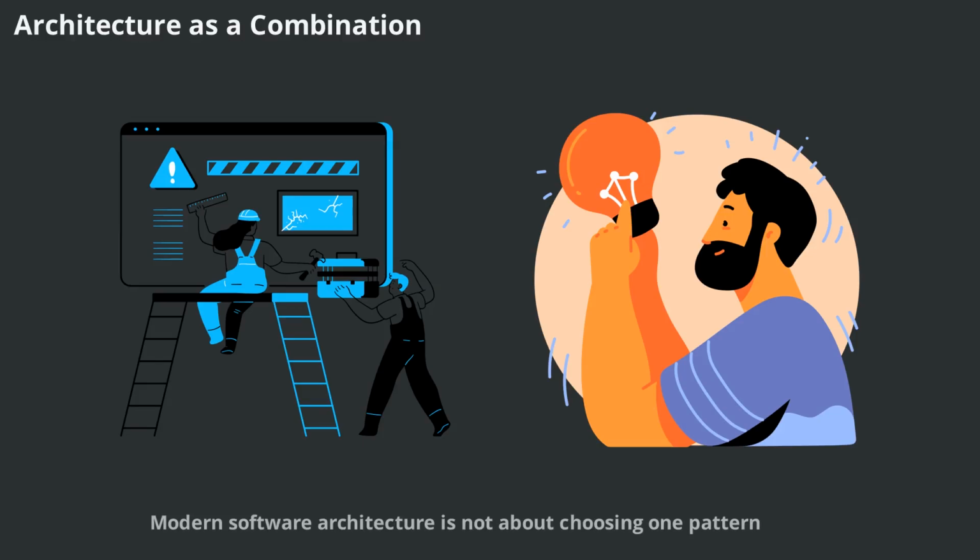Modern software architecture is not about choosing one pattern but about combining many. Each concept, load balancing, caching, sharding, and more solves a specific challenge. Together, they create systems that are fast, reliable, and ready for scale. The real skill lies in knowing when and how to apply each pattern for your unique needs.